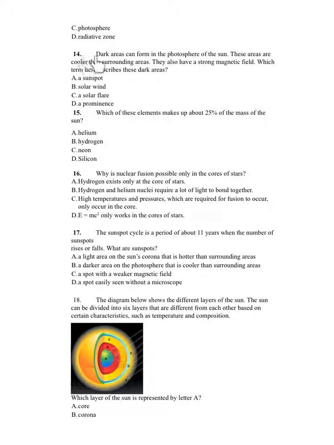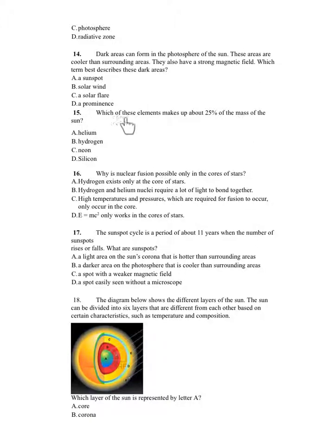Number 14. Dark areas can form in the photosphere. These areas are cooler than the surrounding areas. They also have strong magnetic fields. Which term best describes these dark areas? A. Sunspot. B. Solar wind. C. Solar flare. D. Prominence.